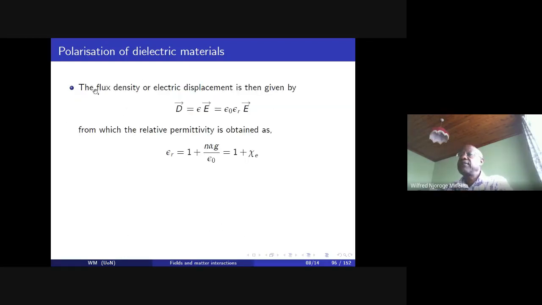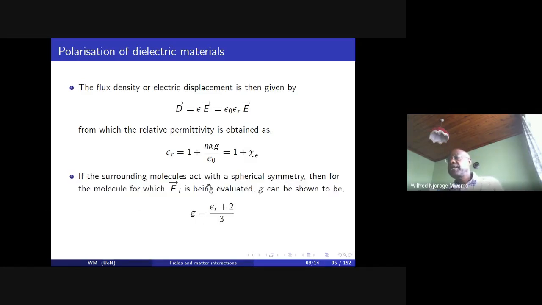So the flux density, or the electric flux density, usually called the electric displacement, is therefore given by D equal to epsilon multiplied by E, where epsilon is given by epsilon naught multiplied by the dielectric constant epsilon r, from which we can therefore see that the relative permittivity or the dielectric constant may be expressed as epsilon r equal to 1 plus N alpha multiplied by the G factor divided by the permittivity of free space. And this gives us a value of 1 plus chi E, or 1 plus the electric susceptibility.